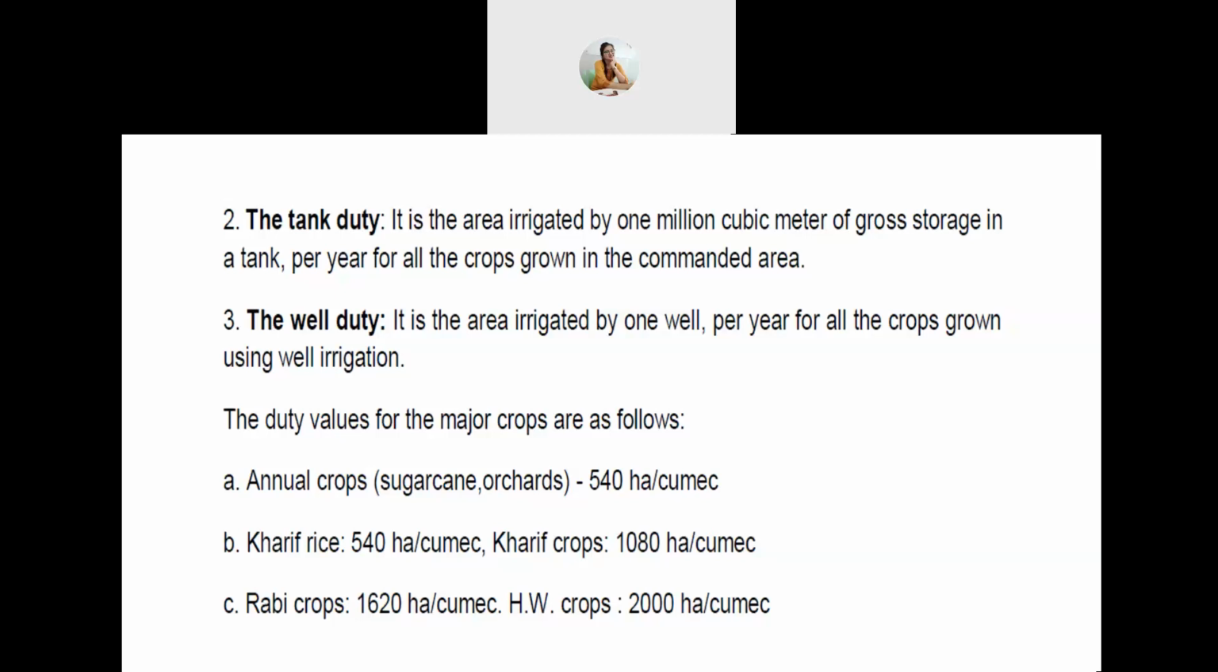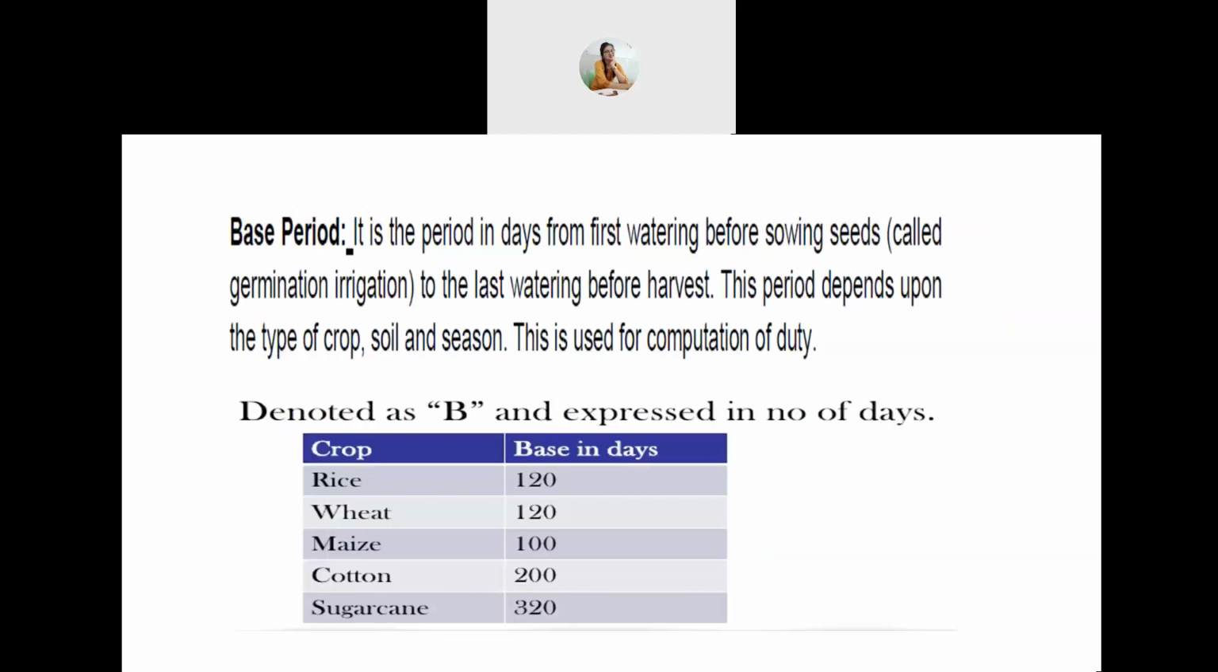I hope you have noted down the duty values for the major crops. Next term is base period. So what is the base period? It is the period in days from first watering before sowing seeds, called germination irrigation, to the last watering before harvest. This period depends upon the type of crop, soil and season. This base period is basically used for the computation of duty values. So it is denoted as B and expressed in the number of days.